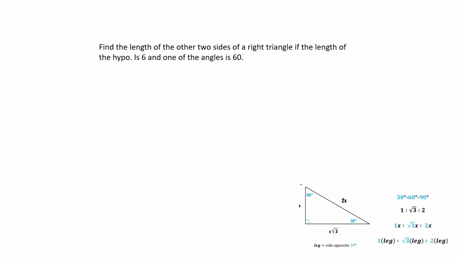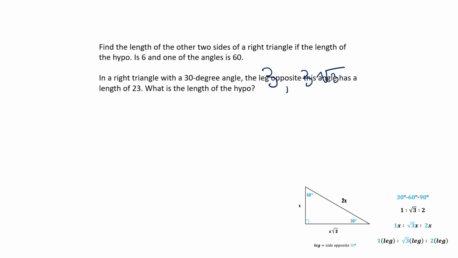And remember, too, that the side opposite of 60 is the x root 3, and the side opposite of 30 is the x, or our baseline. So if our hypotenuse is 6, then 6 equals 2x, so x equals 3. So our shorter side is 3, and thus our longer leg is 3 root 3. Easy peasy. Now I have to erase that because I put it in the wrong spot. But you know what it is.